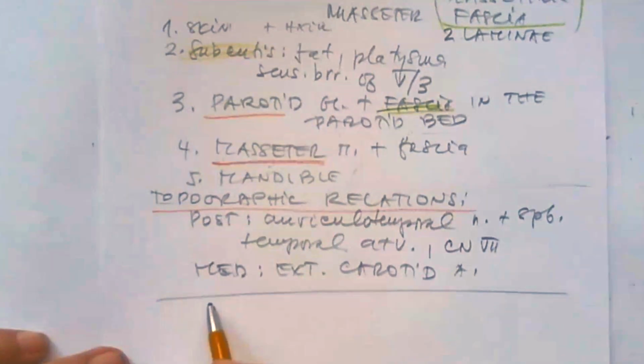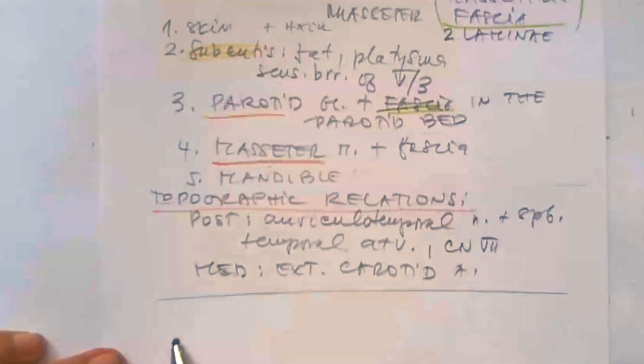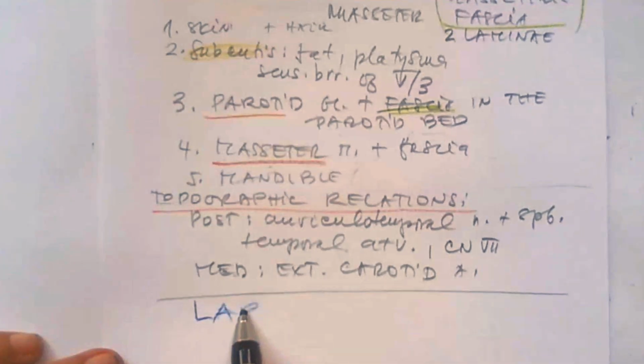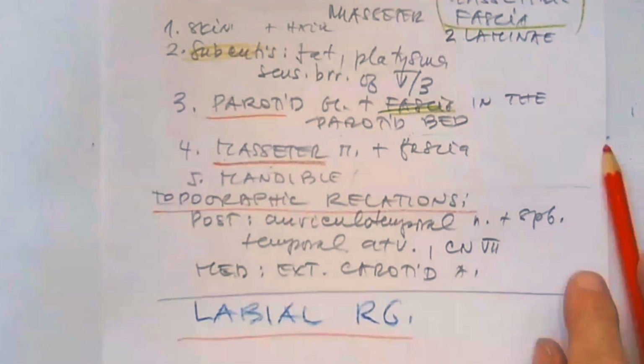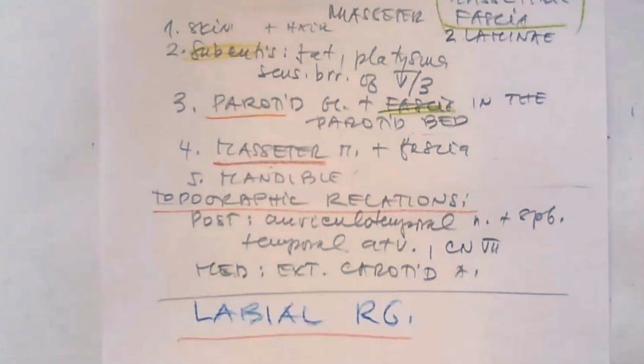No? And as the last example could be the labial. What do you think? Labial region. There are more also, of course. Labial region is good example because the labia, the lips, are the typical examples of the area where the skin is not keratinized.